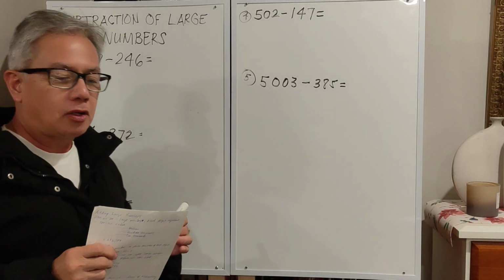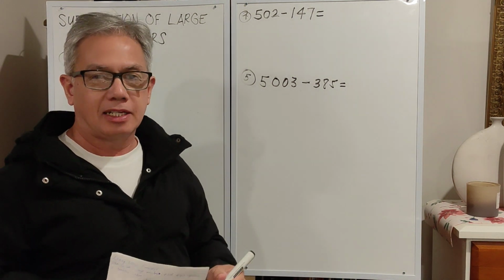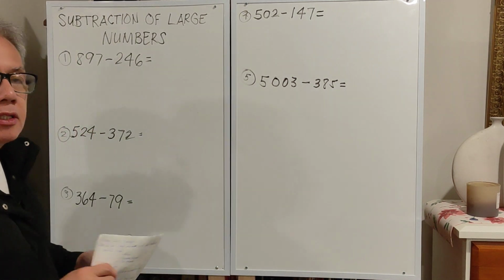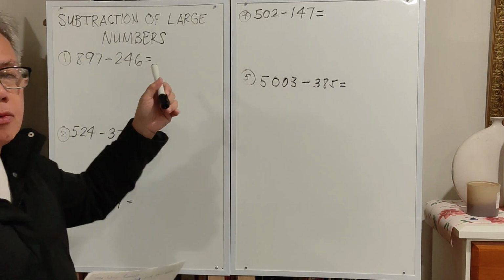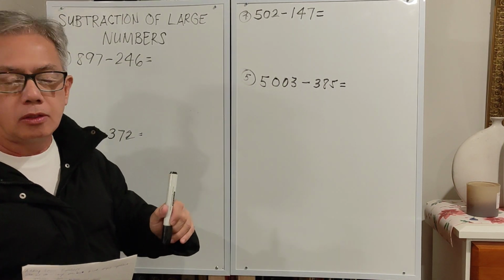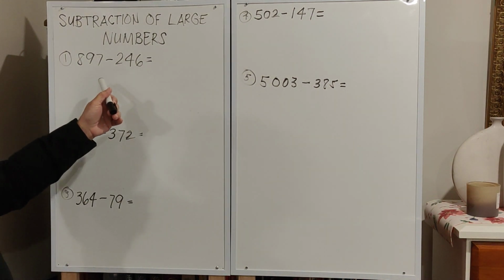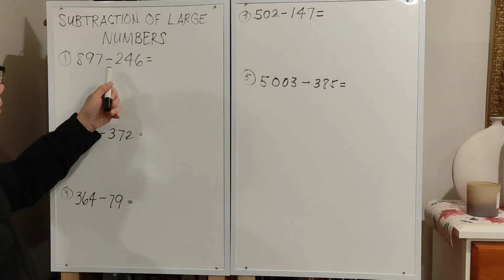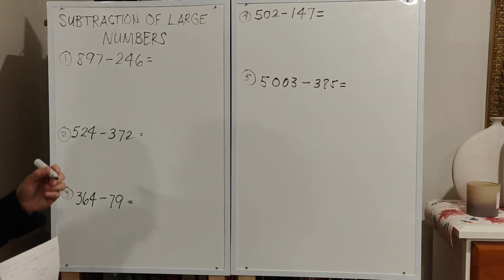Hi, my name is Mario Biduso and we're here to do subtraction of large numbers. Similar to addition, we need to expand the numbers to see how the subtraction takes place. For example number 1, 897 minus 246, we need to expand both numbers.